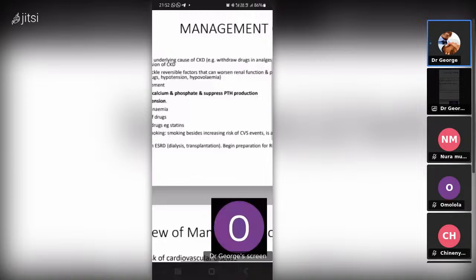Then UTI, if the patient has UTI, you manage it. Nephrotoxic drugs, you stop. Hypovolemia, you manage. Dietary management, control calcium and phosphate. So you need to supplement calcium externally and also give external vitamin D3. There's a brand that comes with a mixture of calcium, 600 milligrams, and 400 international units of vitamin D3. So you can give the patient one tablet of that per day.